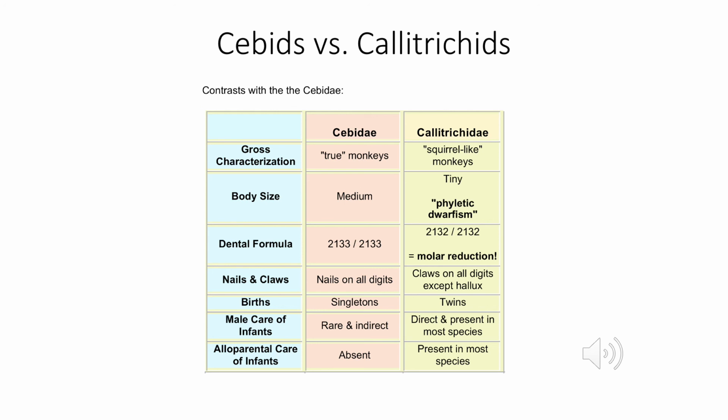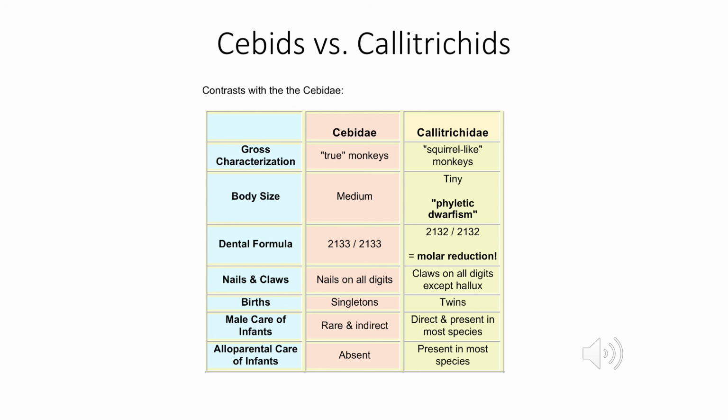They give birth to single infants. Male care is rare and indirect. Indirect care would be like maybe helping to protect the group, but they're not hands-on in any way with the infants. Alloparenting means care of the infants by somebody other than their parents. It's absent. So we don't see alloparenting.